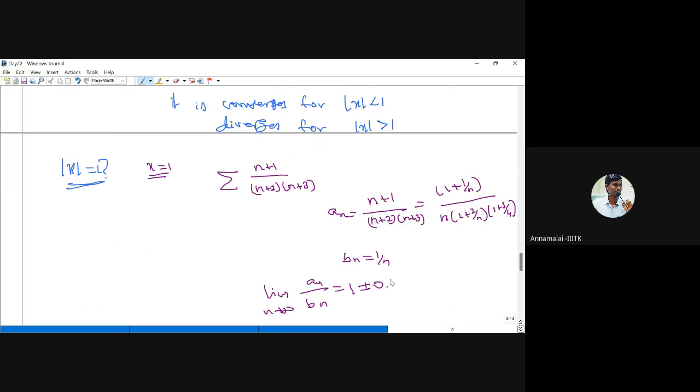since summation bn is divergent because it's the 1 by n series. Therefore, summation an diverges. Therefore, this series diverges. Therefore, for x equal to 1, the series diverges.